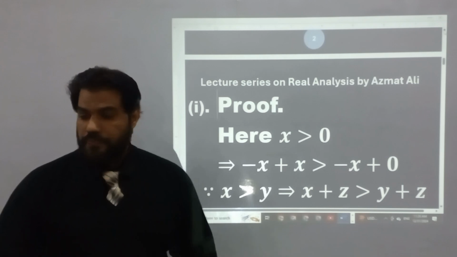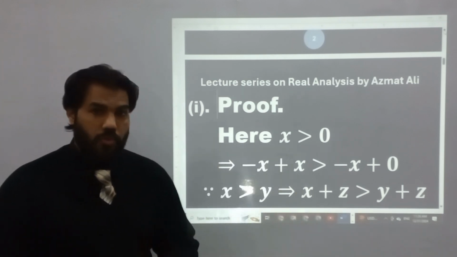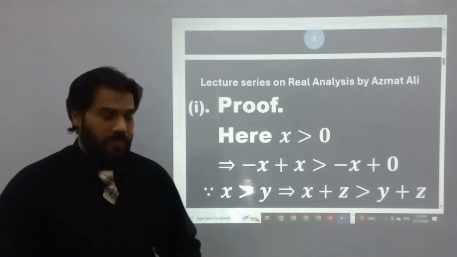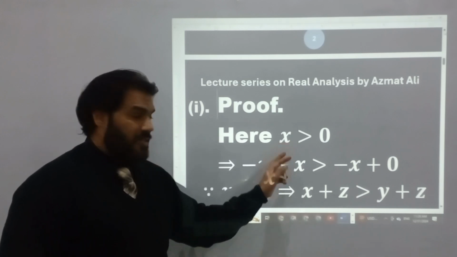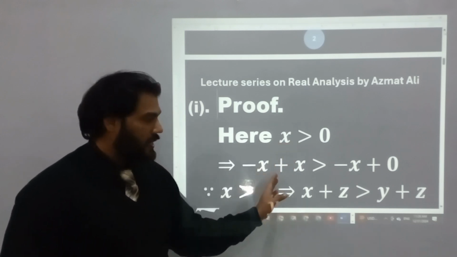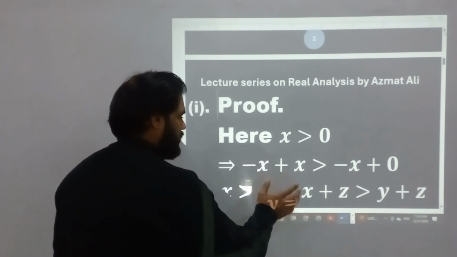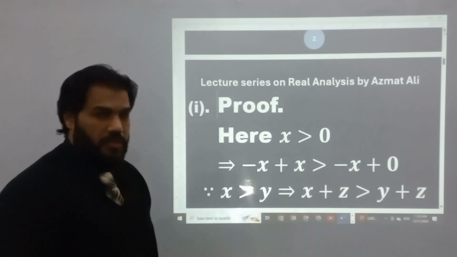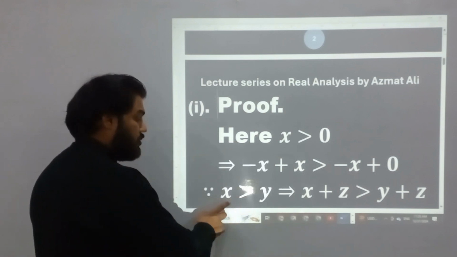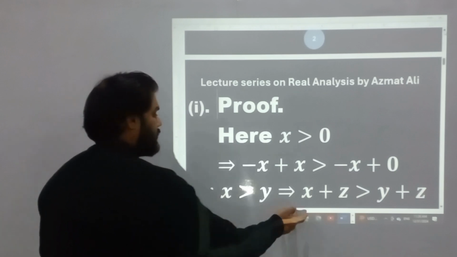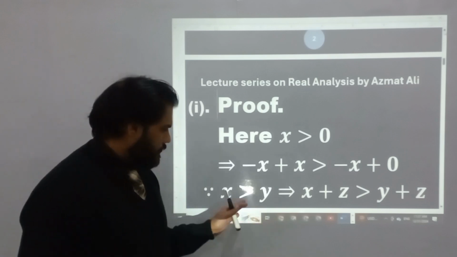First axiom, it is given that x is greater than 0, so we have to show minus x is less than 0 by adding the additive inverse of x. What is the additive inverse of x? Minus x. By adding minus x on both sides of the inequality, the sign of inequality will not change. Due to the result, we say when x is greater than y, then x plus z is always greater than y plus z, where z is a real number.